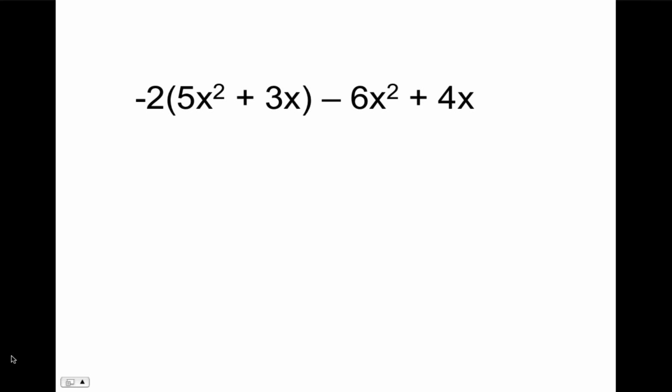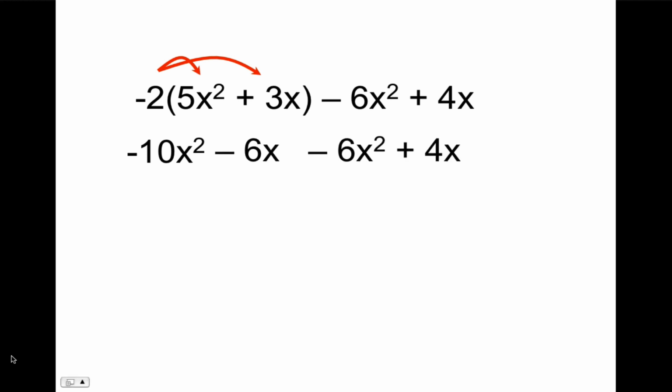So your first step should have been to distribute negative 2 times 5x squared plus 3x. Negative 2 times 5 is negative 10x squared, and negative 2 times 3 is negative 6x. Then we copy the minus 6x squared and plus 4x. The like terms have the same degree, so negative 10x squared and negative 6x squared equals negative 16x squared, and negative 6x plus 4x equals negative 2x. And that's as simplified as it gets.